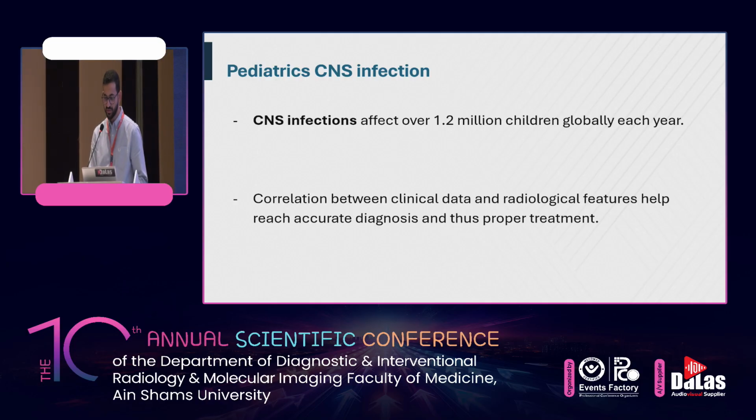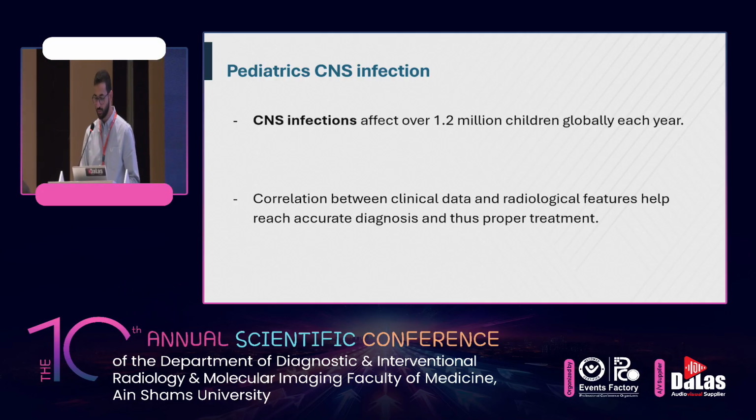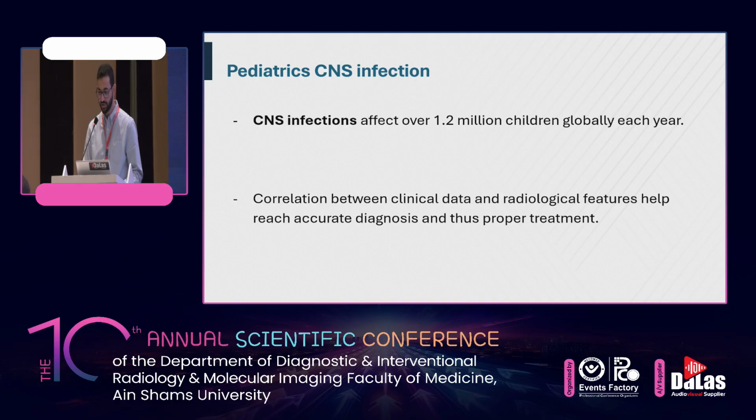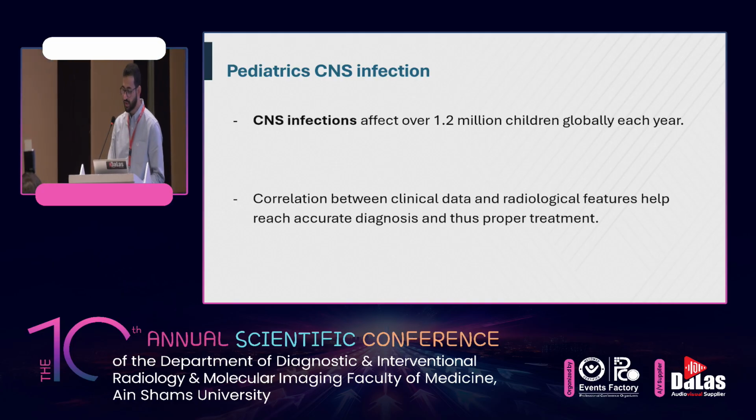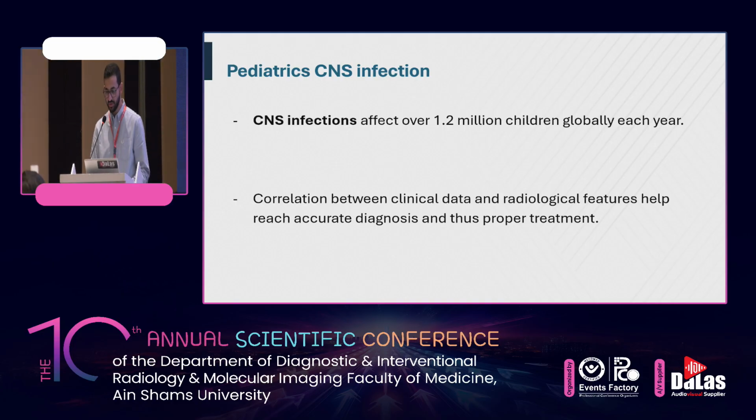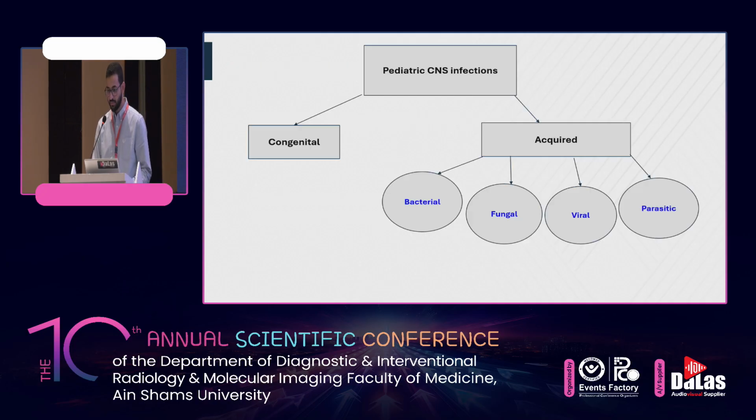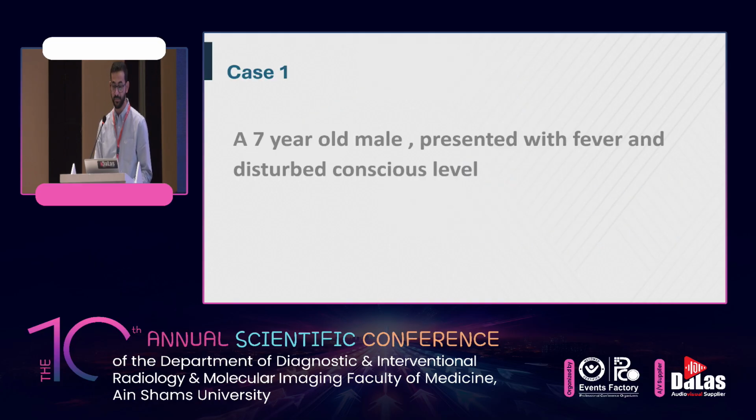Regarding the prevalence of CNS infections, it affects over 1.2 million children globally each year. Correlation between clinical data and radiological features helps in diagnosis and treatment. Pediatric CNS infections are either congenital or acquired. Acquired are classified by type of pathogen to bacterial, fungal, viral, and parasitic. We will go through a few cases demonstrating key imaging features of common CNS infections, all proven clinically and by laboratory.